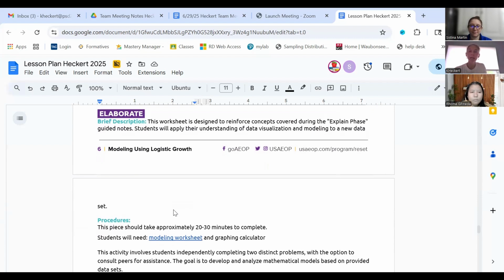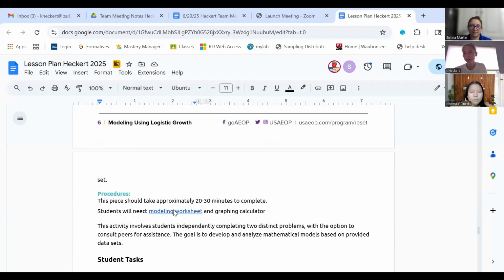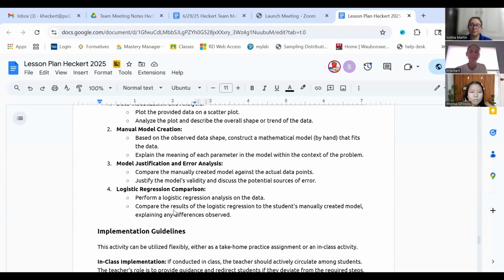Then they're going to compare the model they created by hand to the logistic growth regression that they're going to create, compare and contrast those two, and talk about the differences.